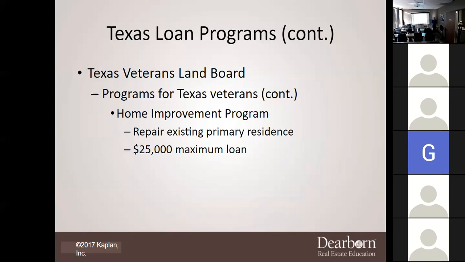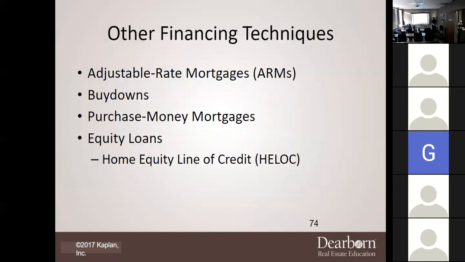Now, because of all the prices right now, Travis, is $25,000 really a lot of money to upgrade or improve your property? No, it's not. There, of course, are other financing techniques.